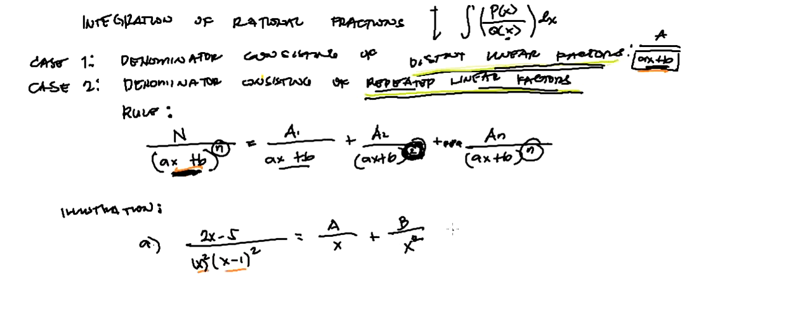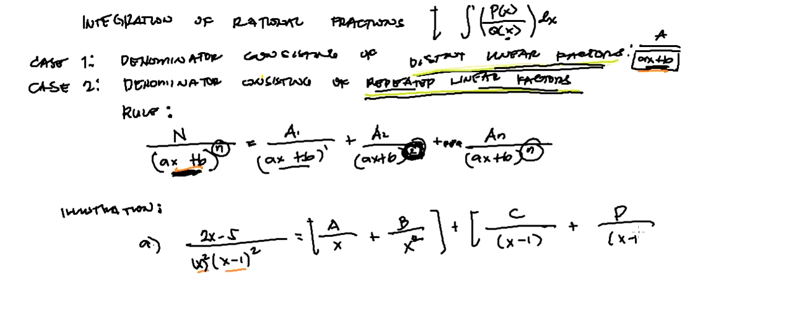And then for the second part, we have plus another constant, let's call it C, all over x minus 1 raised to 1, and then plus D all over x minus 1 squared. We also end here since our n is equal to 2.